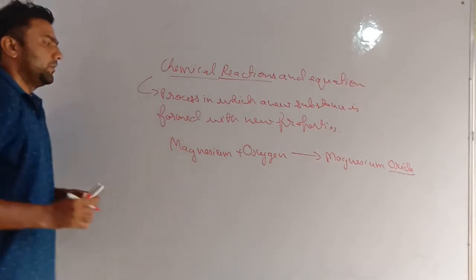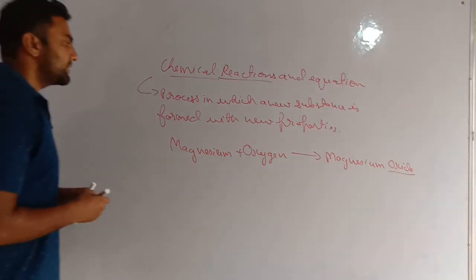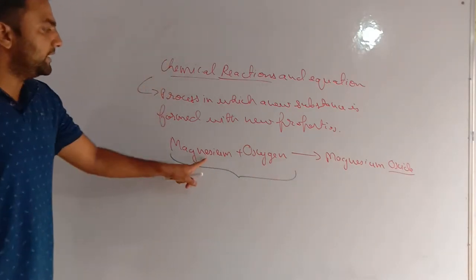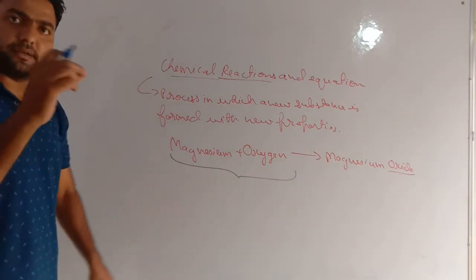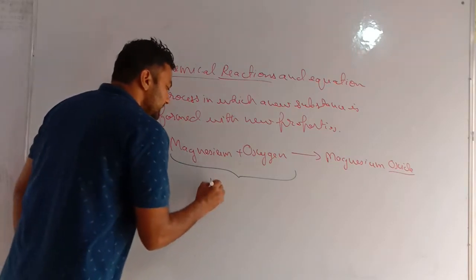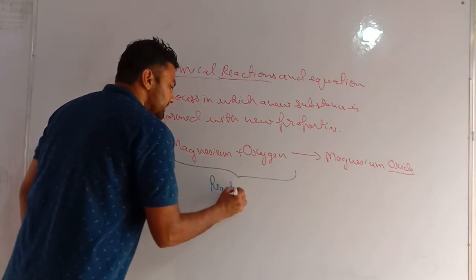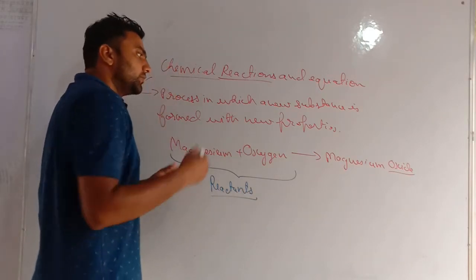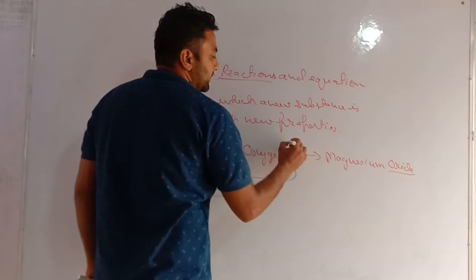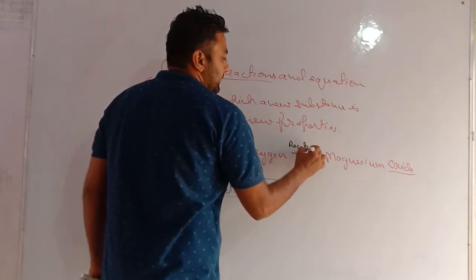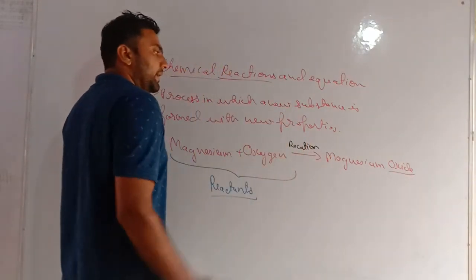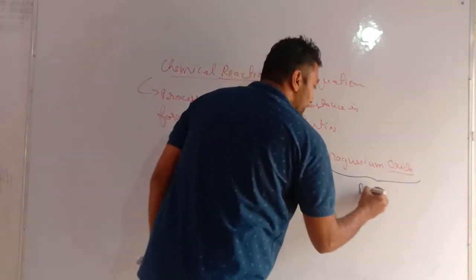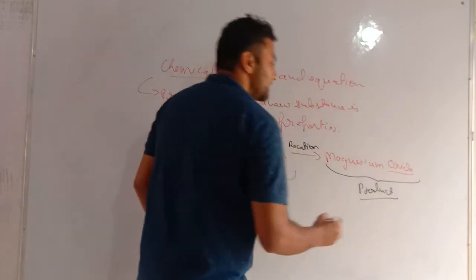Very important. First of all, you need to know the substances which take part in the chemical reaction. These are the substances which are taking part in the chemical reaction, and they are known as reactants. Reactants go through a chemical reaction. This arrow indicates that the reaction has taken place, and after the reaction the substance which I get is called the product.